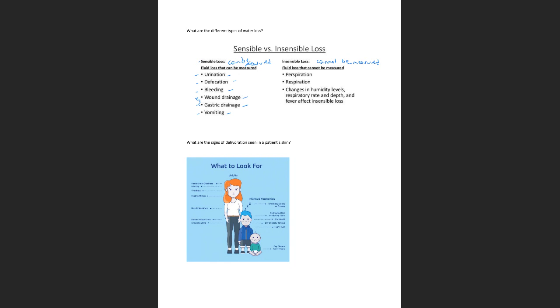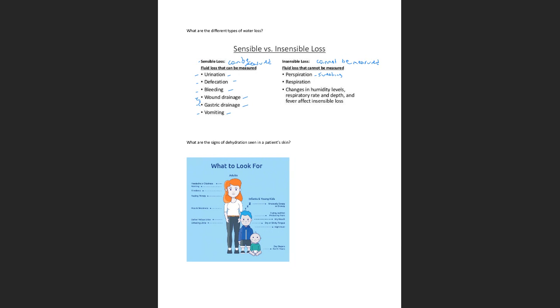Now, what can't be measured quite easily is perspiring or sweating, because you can't really collect all the sweat that you have on your body, and if you did try to, a lot of it would evaporate before you can get it into a container. And also breathing, respiring. Whenever we exhale, we release water vapor. We can't really measure the amount of water vapor we release. So changes in humidity levels and our breathing affect this insensible loss.